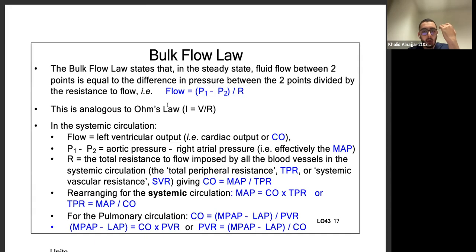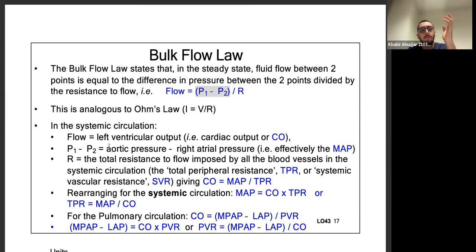So this is physics. Let's take it and apply it to our bodies and to the cardiovascular system. So flow can be cardiac output, right? Cardiac output is the amount of blood that the heart is pumping. So this is the blood flow. So CO, or cardiac output, equals P1 minus P2. If I tell you P1 minus P2, what can you tell me from this? Basically, it's the driving pressure that I explained a couple of slides up.